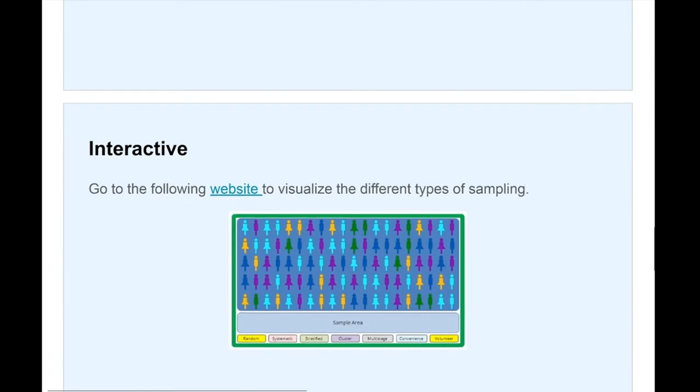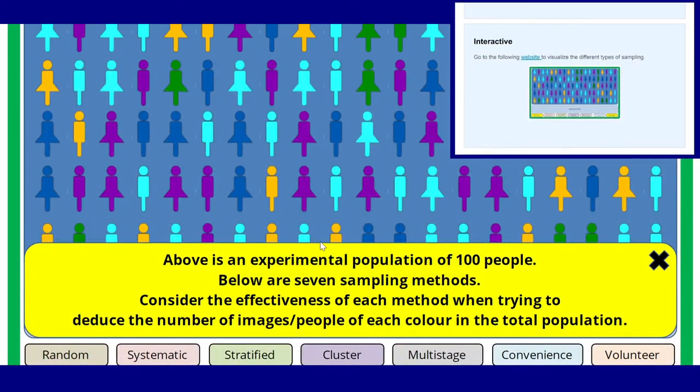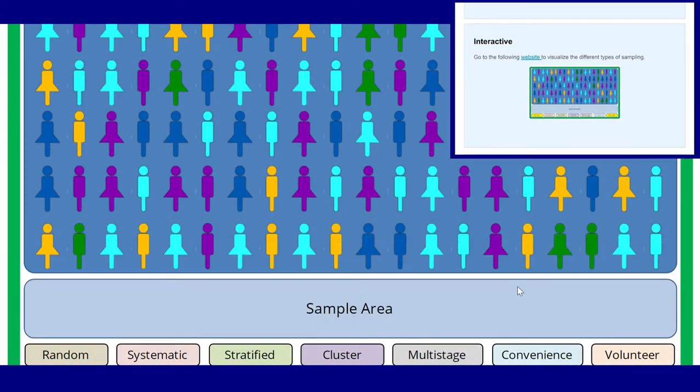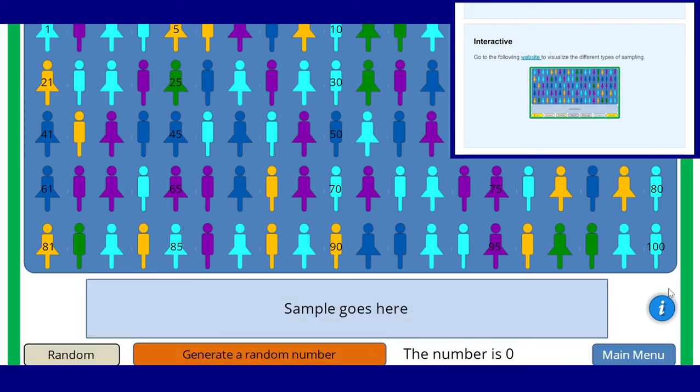So you can go back, there is another interactive on the website that does kind of go through and show you how to sample or the different sampling techniques. So if we go back and take a look at it, we still have 100 people. Some of them are a little bit cut off. So random sample. So random sample says click the button to generate a random number, drag the image or person that corresponds to that number in the sample area.